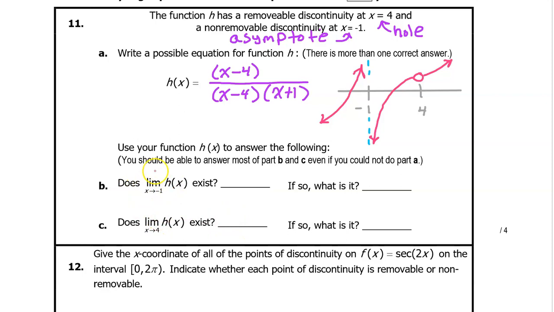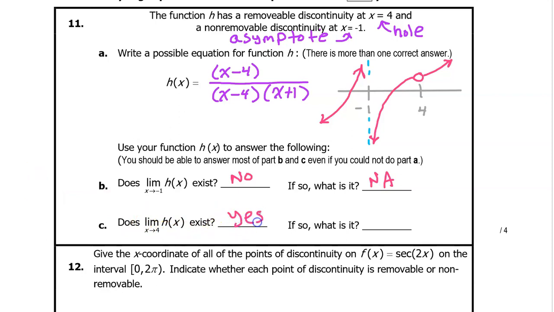Does the limit as x approaches -1 exist? Well, no, it can't exist because there's an asymptote at -1. So, no. If so, what is it? That does not apply. NA. Does the limit as x approaches 4 exist?